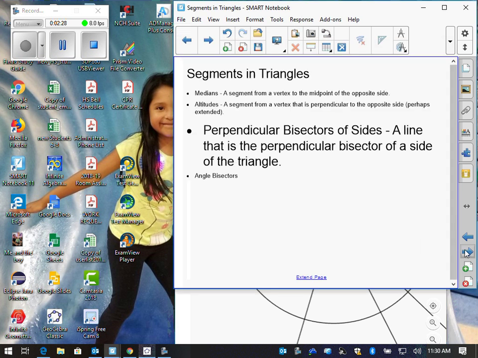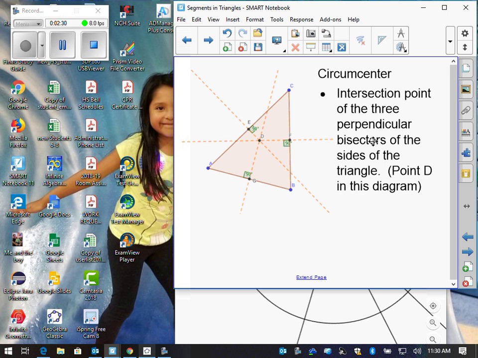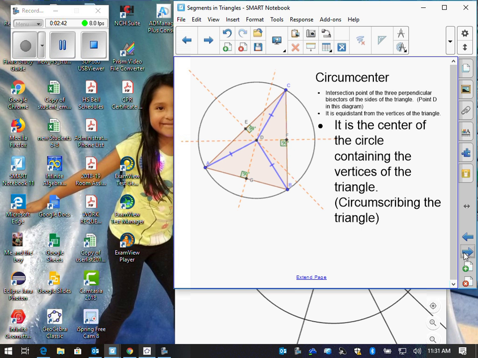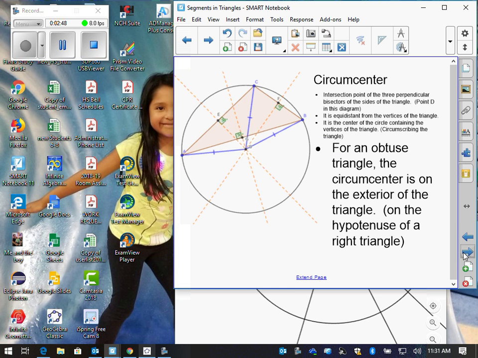Okay, so the perpendicular bisectors give us the circumcenter, the intersection point of the three perpendicular bisectors, point D in this diagram. That circumcenter is equidistant from the vertices of the triangle, and it's the center of the circle containing the vertices of the triangle, circumscribing the triangle. And for an obtuse triangle, the circumcenter is at the exterior of the triangle.